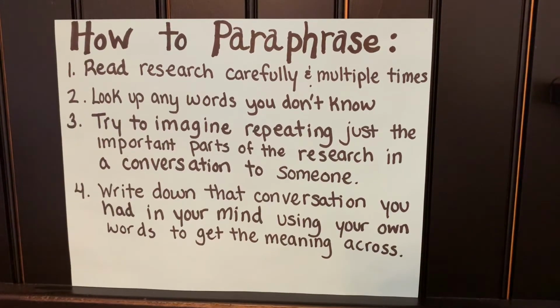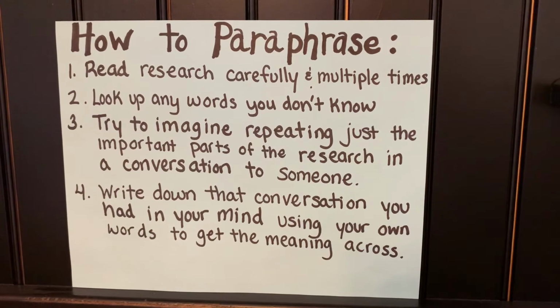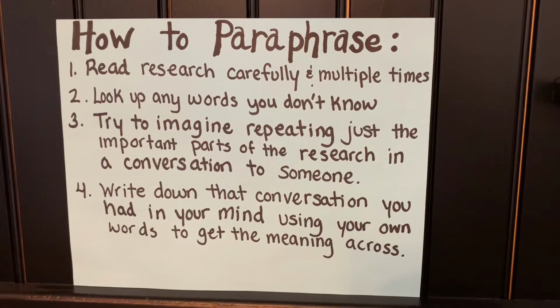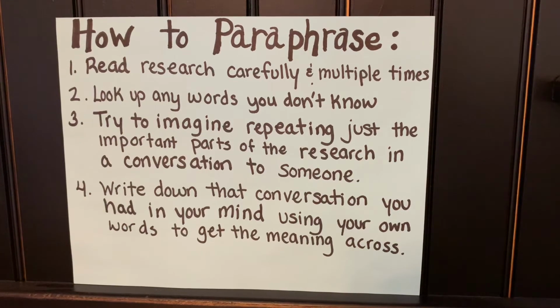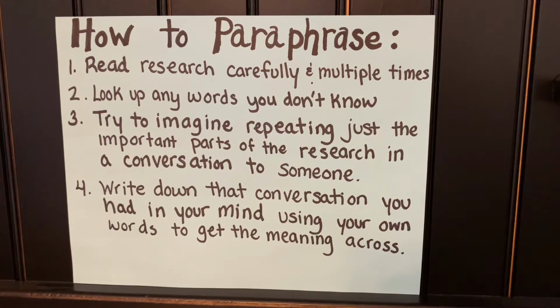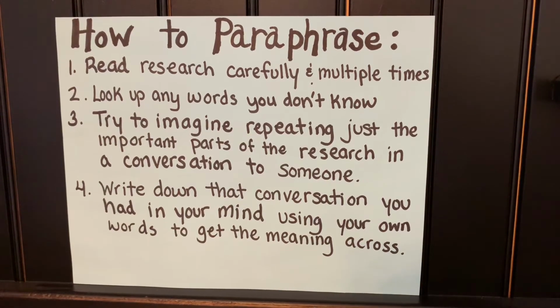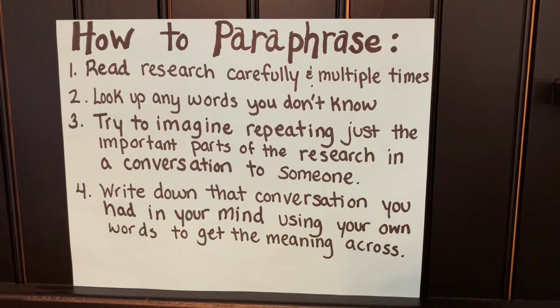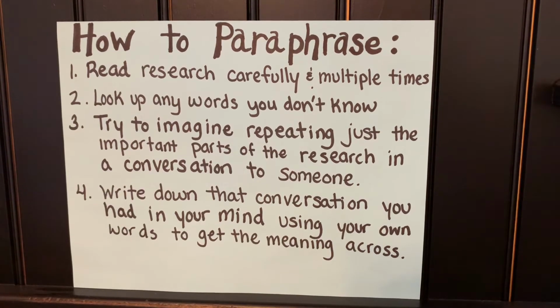The second step in paraphrasing is to look up any words in the research that you don't know or you're not familiar with. The third step is where you really get into the paraphrasing. Try to imagine repeating just the important parts of the research you read in a conversation to someone. The fourth and final step is to write down that conversation that you had in your mind about the research using your own words to get the meaning across.